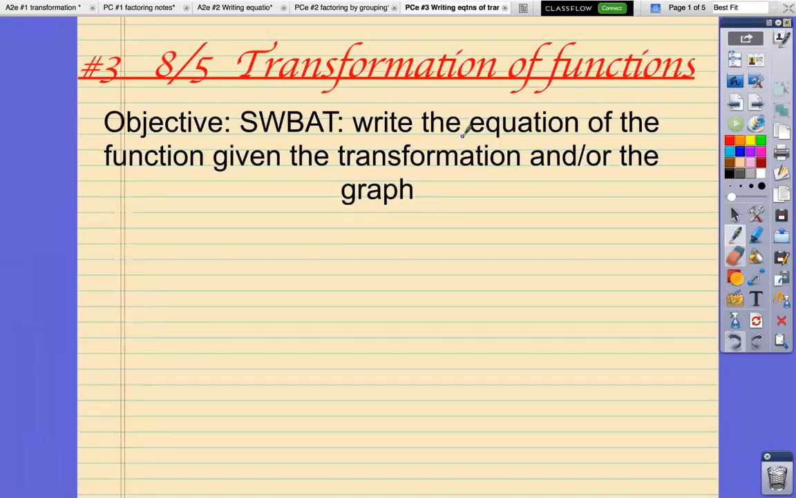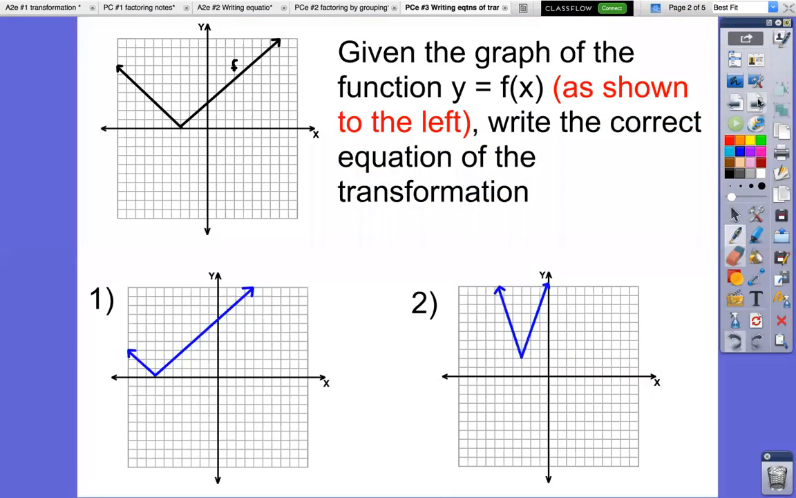So our objective is, again, making sure that you guys can write the equation of the function given the transformation and/or the graph. So basically the same thing as yesterday, but this time we're really going to be focusing on a couple other things. Now, like I said, today's lesson is going to be a little bit quicker because we are wrapping up this section. Tomorrow we're going to move on to something else. So you should know everything about this real quick.